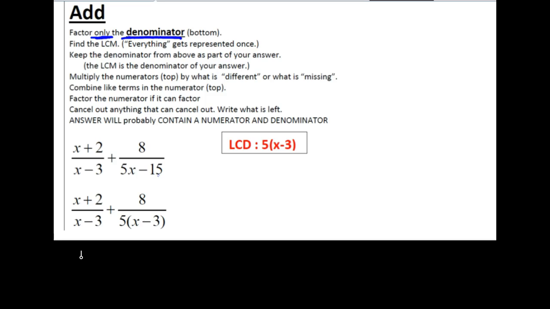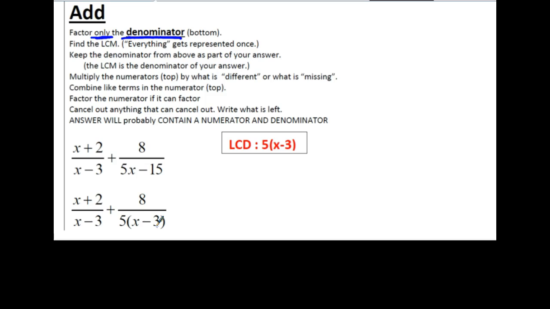Now, we have to find the least common denominator. The least common denominator has an x minus 3 in it. The least common denominator has a 5 in it. I already have an x minus 3.